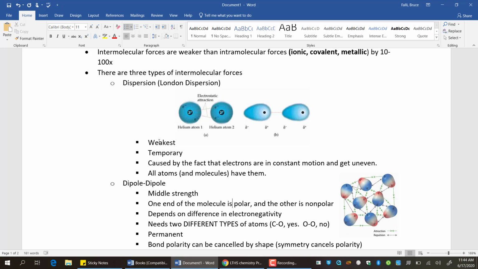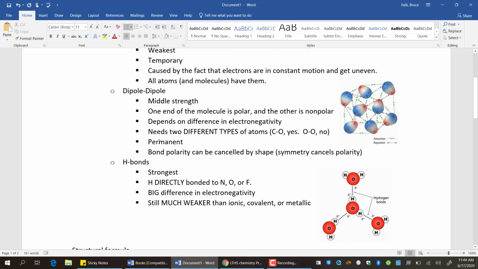Dipole-dipole is the middle one. It's the middle strength. One end of the molecule is polar, and the other end of the molecule is nonpolar, and it depends on your difference in electronegativity. So some atoms attract electrons more than others.